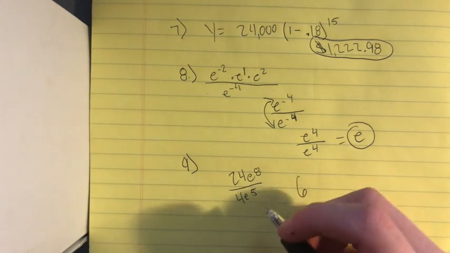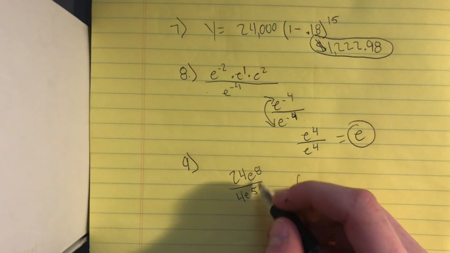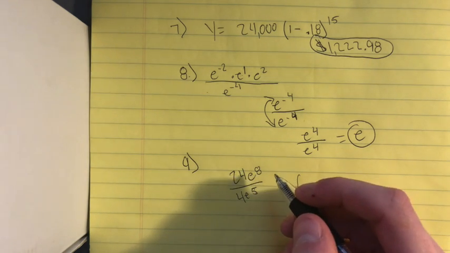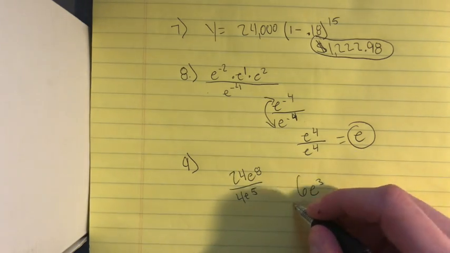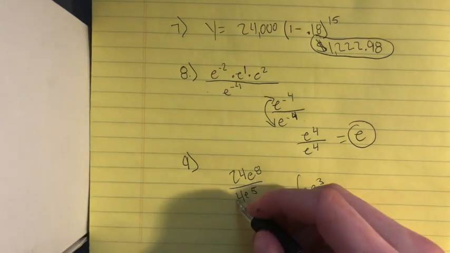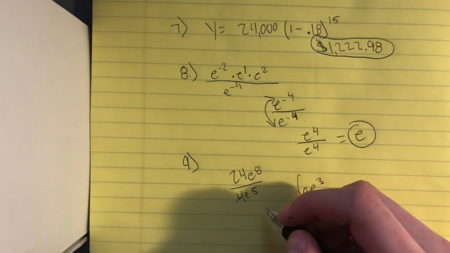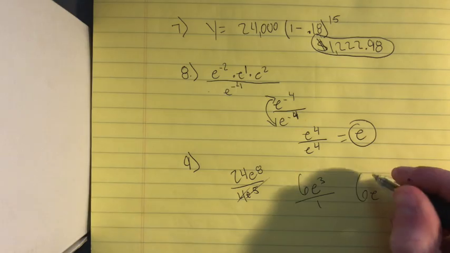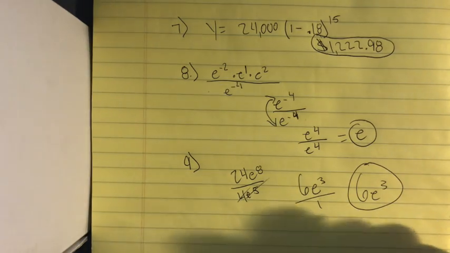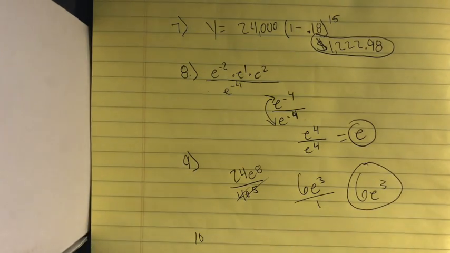So 6, and right here, 8 minus 5 is 3. Everybody knows that. So 3 E's left. Nothing on the bottom because the 4 canceled out. The E's are gone, so it's just over 1. So the final answer is 6E to the 3rd. Booyah! Number 10 coming at you.